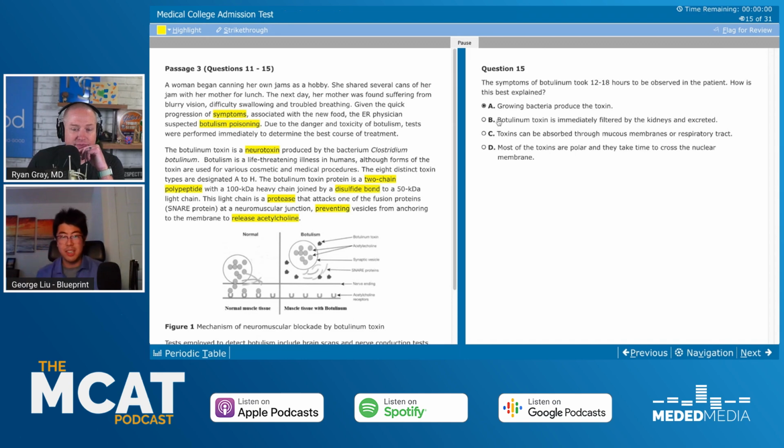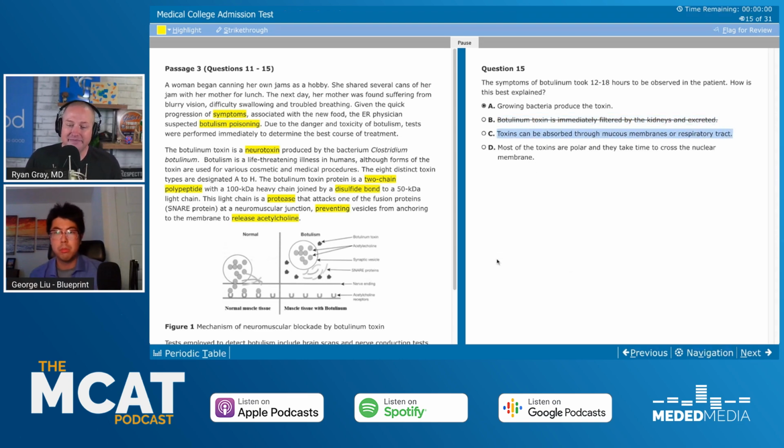Just like you said, you ingest a little bit of bacteria. Maybe at first it's not enough. If you start growing, they start multiplying. You get more and more. You get more toxin. Makes sense. It takes time for them to grow. We'll keep that in the back of our mind. B, it's immediately filtered by the kidneys and excreted. If you immediately get rid of your toxin, then you're not going to be affected by it. Exactly. So it doesn't cause delay in symptoms. Actually, it would cause no symptoms if that were the case. B is not the correct answer.